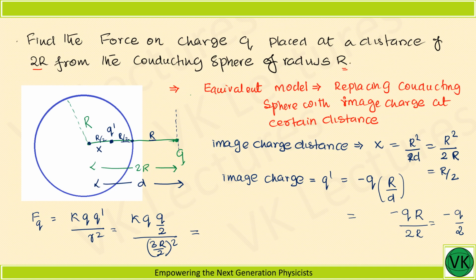So that's equal to k q square by 2 into 9 capital R square by 4, so this becomes 2k q square divided by 9R squared. This is negative and this is positive, so the force will be a force of attraction, so it will be towards the minus i cap.